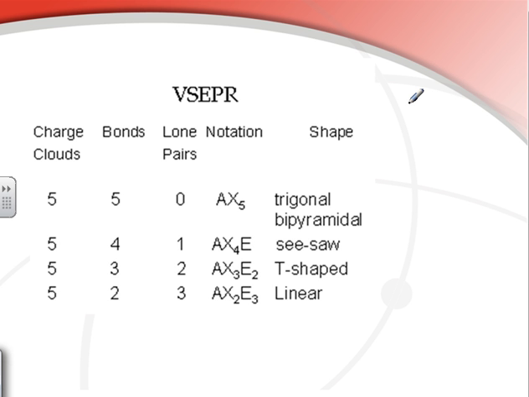All right. Now examples with 5 charge clouds. You have 4 possible different shapes. So you've got 5 bonds, no lone pairs, gives you trigonal bipyramidal. 4 bonds with 1 lone pair gives you a seesaw shape. 3 bonds, 2 lone pairs gives you T-shape. And 2 bonds, 3 lone pairs gives you linear.